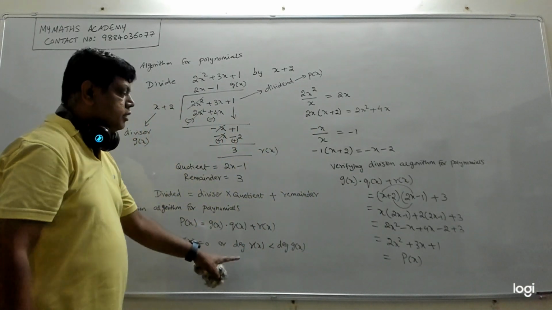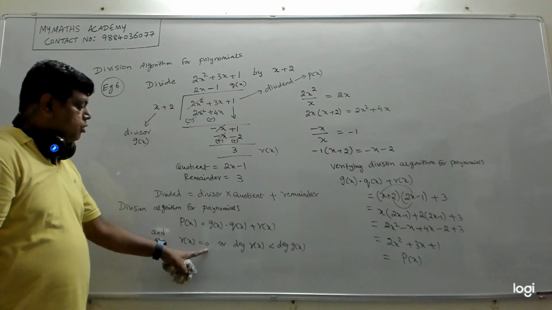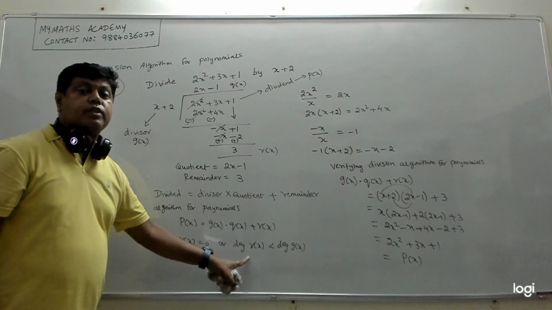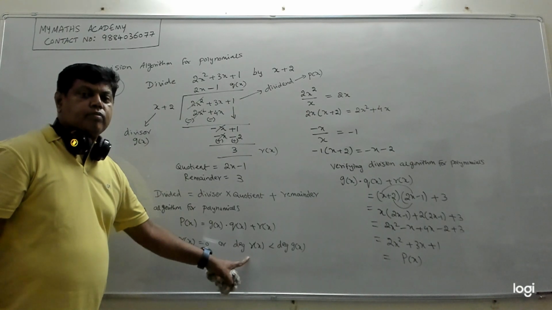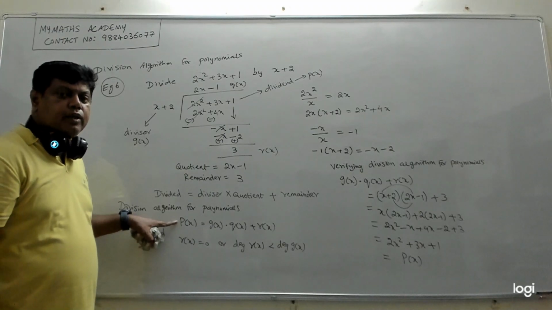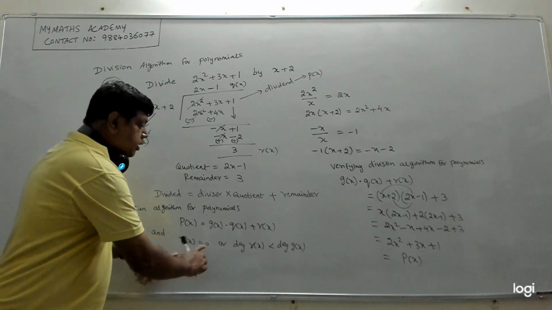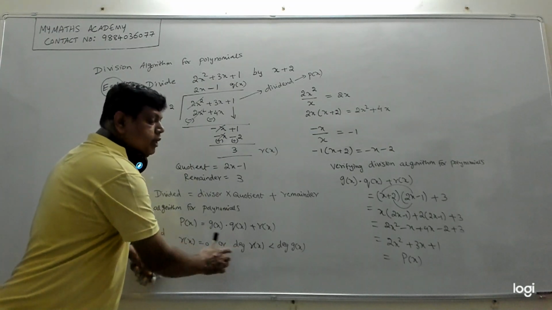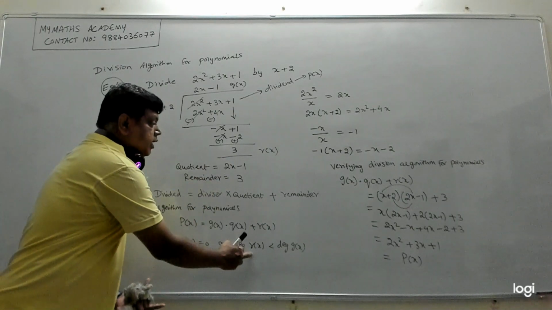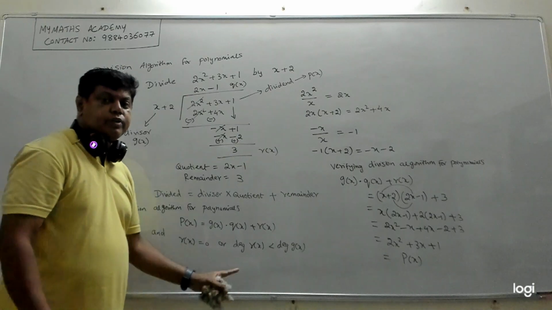Now the second condition is you have to check whether the remainder is 0. Is the remainder 0? No, the remainder is not 0, which means you have to check this other condition. The second condition has two parts, and any one of them should be true. Here, is the remainder 0? No. Then we need to check this condition.